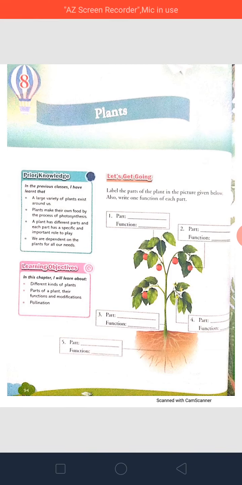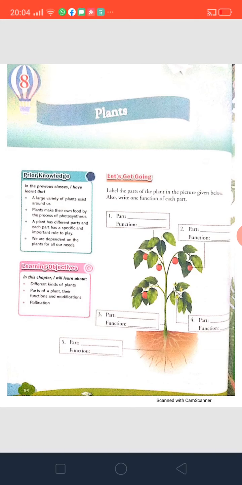Where number 1 is written, you have to keep your finger on number 1 part, that is green in color. That part of the plant is known as leaf. Then write down here leaf, and then you have to write down the function of the leaf. What are the functions of the leaf? Can you tell me? Yes, tell. Very good. Leaves make food for the plant.